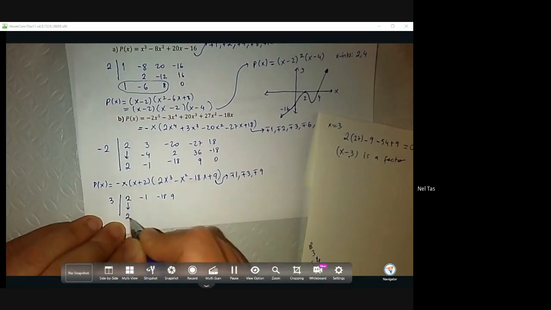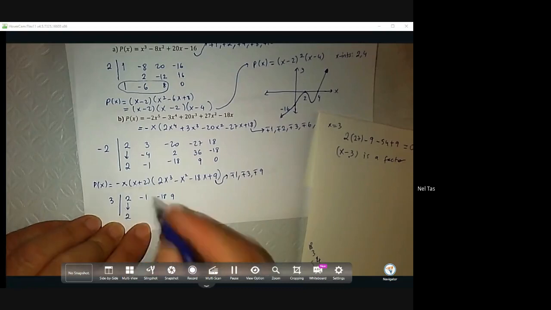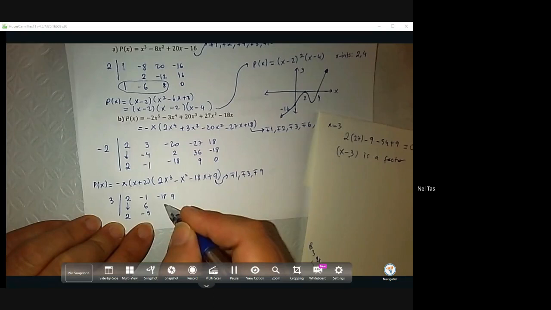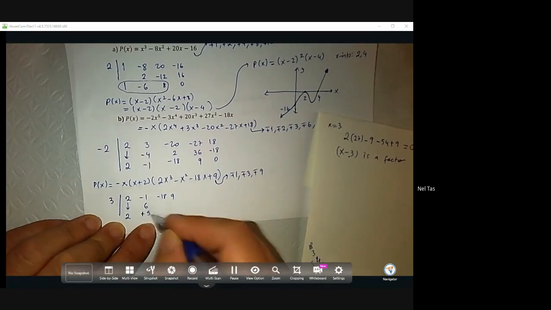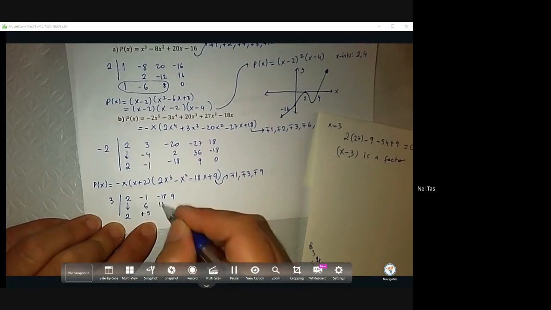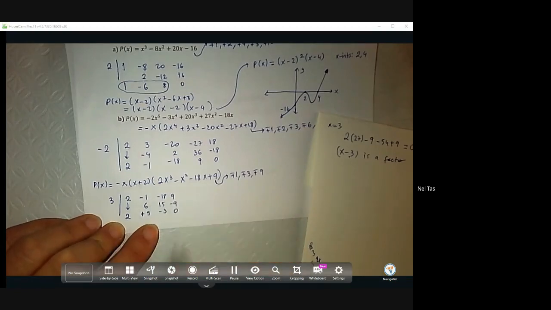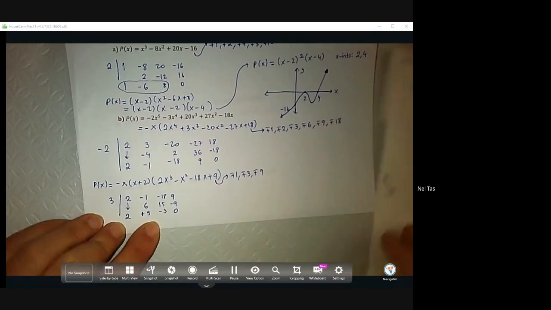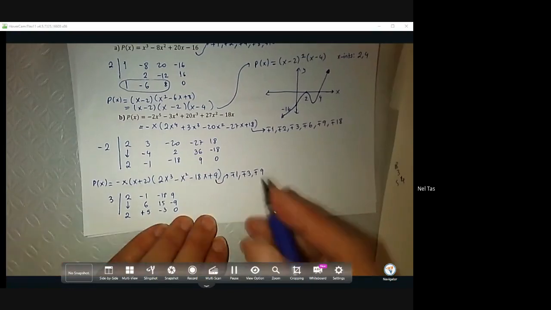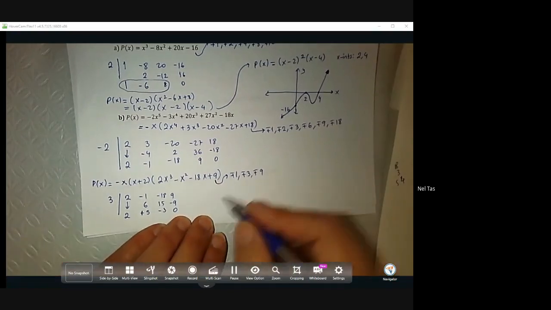Pull the first number down, 2. 2 times 3, 6. Positive 5, we are adding. So 15, negative 3, 3 times negative 3 is negative 9, 0. Again, we expected to get 0 for remainder anyway. So we can write this polynomial.